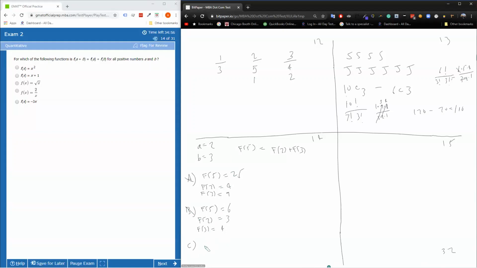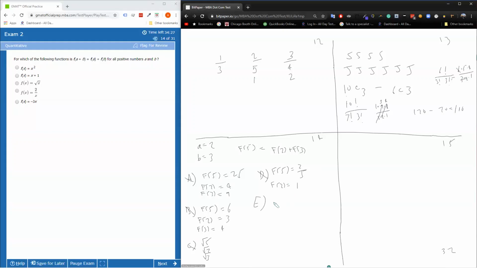For C, f of 5 is the square root of 5. F of 2 is square root of 2. Square root of 2 plus square root of 3 is not equal to square root of 5. C is out. For D, f of 5 is equal to 2/5. F of 2 is equal to 1. 1 plus 1/3 is not equal to 2/5. D is out. So I hope E works.